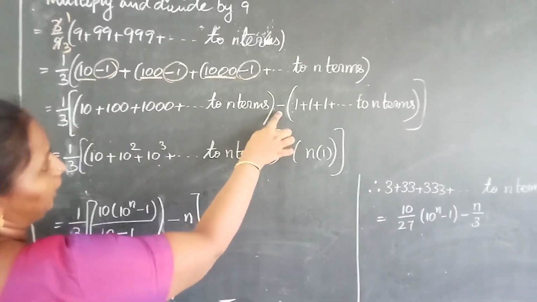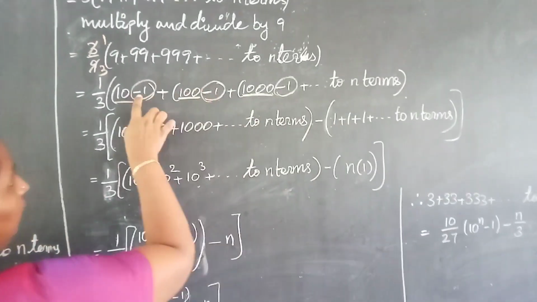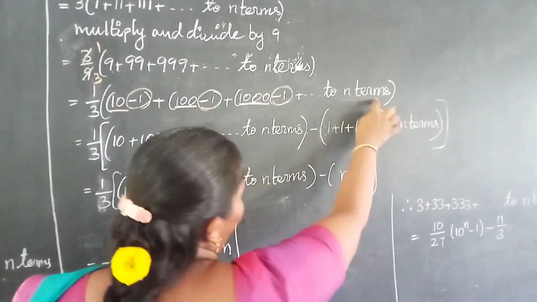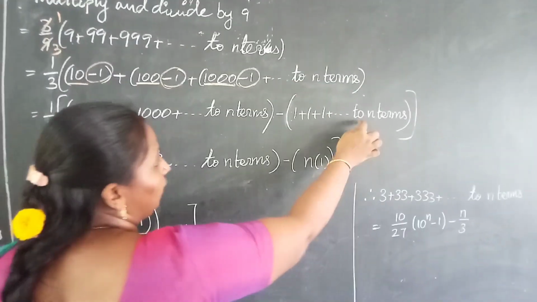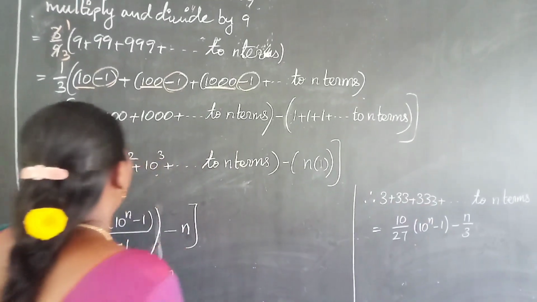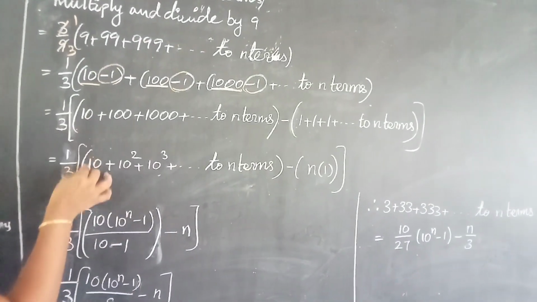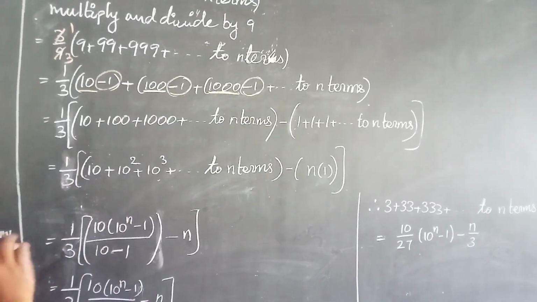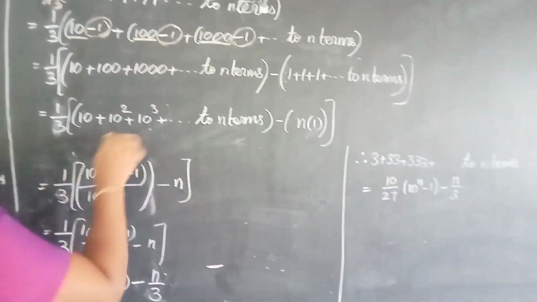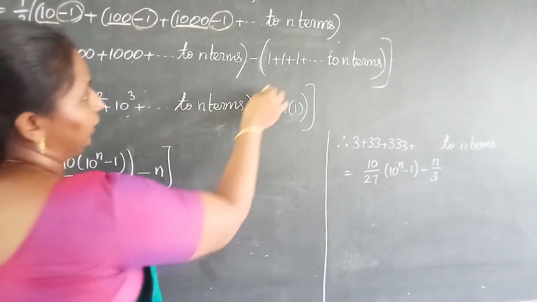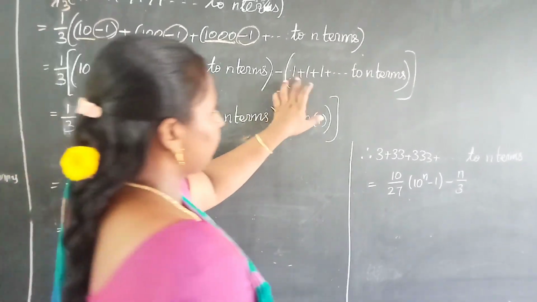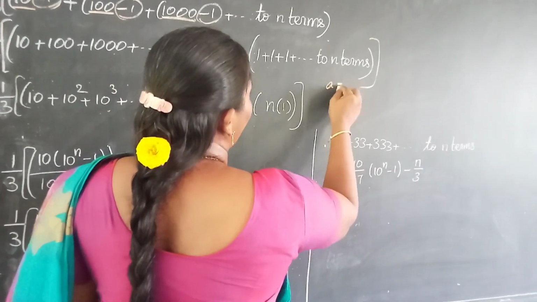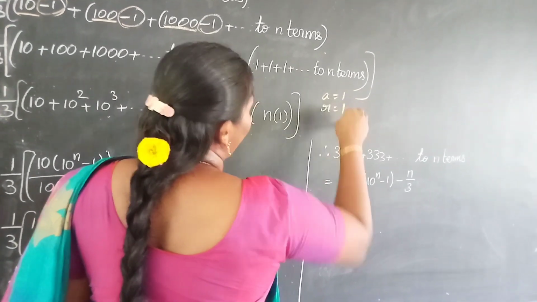So in these terms I am taking minus as common. Open the bracket: 1 plus 1 plus 1 and so on. How many terms is it repeated? n terms. Okay. So here 10 write as it is, 100 you can write as 10 square, 1000 you can write as 10 cube, plus and so on to n terms. Again here it forms a GP. In this GP, A equal to 1 and R is also 1.